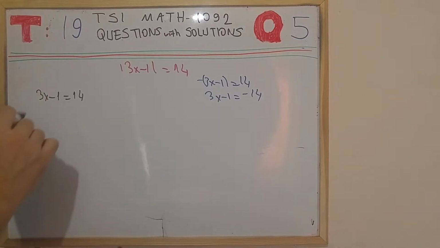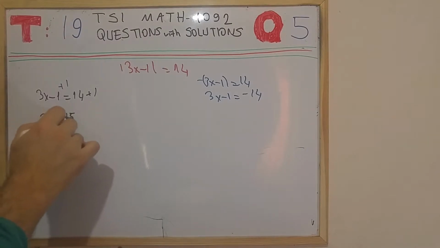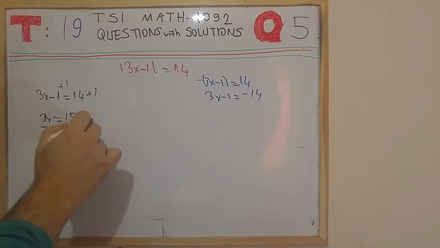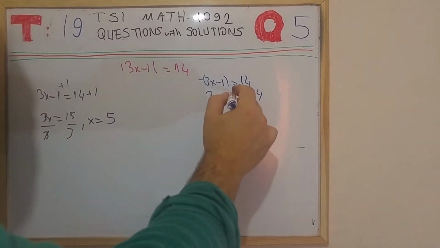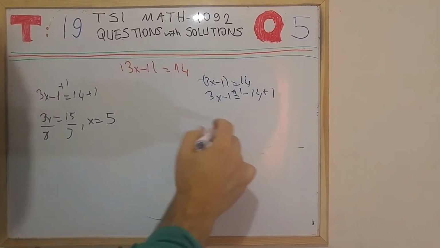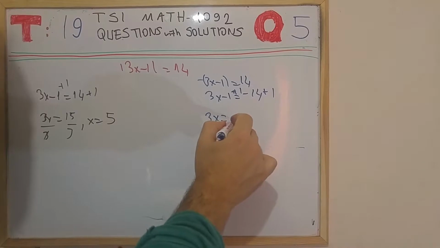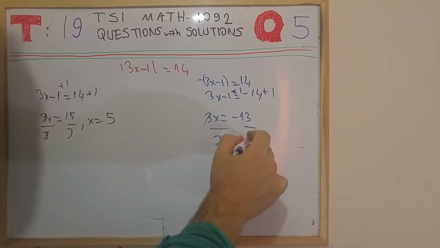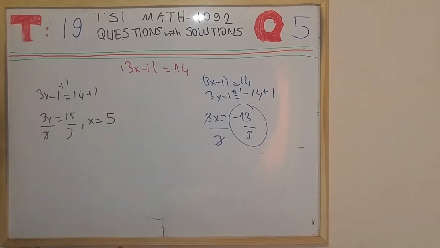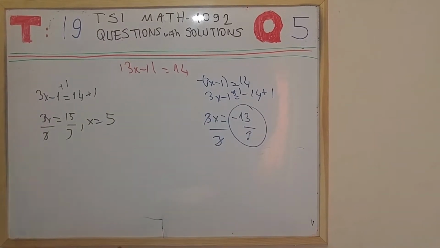If this is the first case, when I add 1 to each side, 3x is equal to 15, and dividing each side by 3, x is equal to 15 over 3, that is equal to 5. In the other case, when I add 1 to each side, what I would have is 3x is equal to minus 13, and dividing each side by 3, x is equal to minus 13 over 3. So my solution set consists of these two numbers.